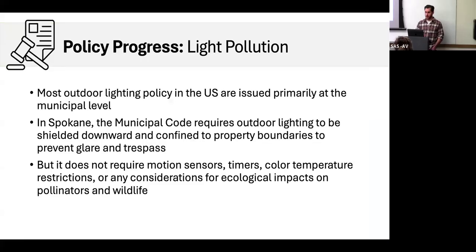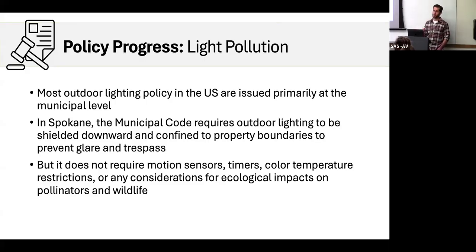All right, and some policy progress on light pollution. Well, the fact is there's not a lot of progress here. So this is, in my opinion, one of the areas that we need the most policy effort on. In the US, most outdoor lighting policy is issued primarily at the municipal level. For example, in Spokane here, the municipal code requires outdoor lights to be shielded downward and confined to property boundaries to prevent glare and trespass.